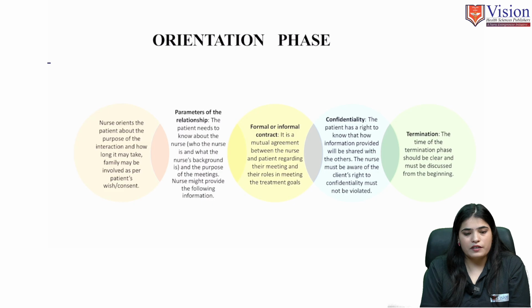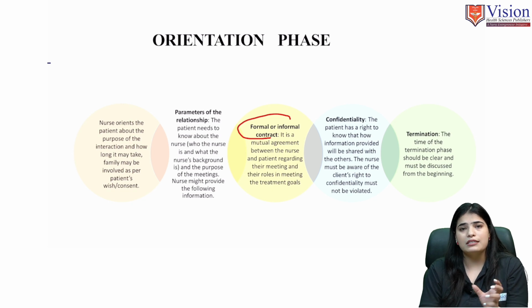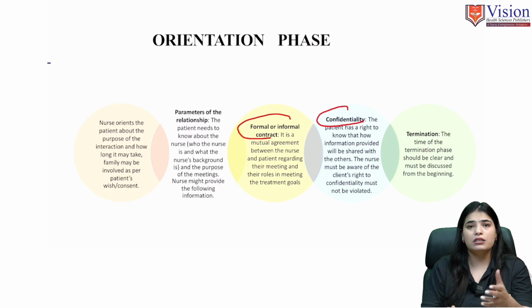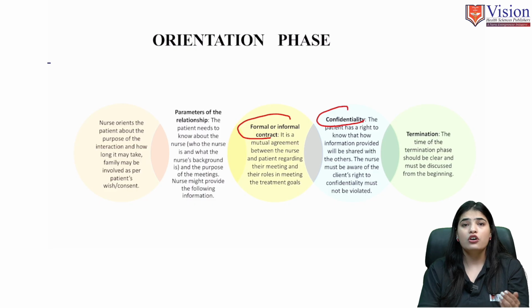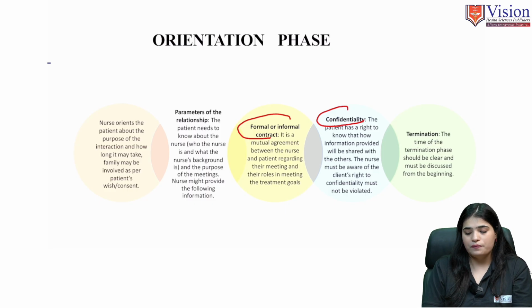Next is the orientation phase, where the nurse will orient the patient and the family members about the purpose, parameters of the relationship, and formal and informal contract. Here the nurse and patient will agree on the goal they have set and have to achieve. At the end of this, confidentiality: whatever information is shared in the orientation phase or the working phase will remain confidential between the nurse and patient.